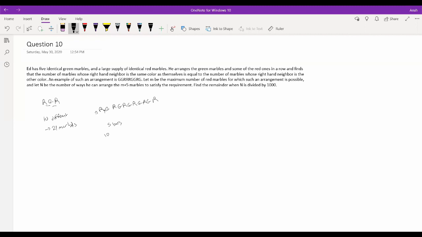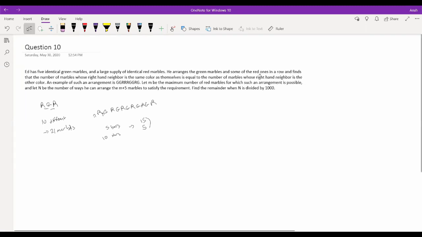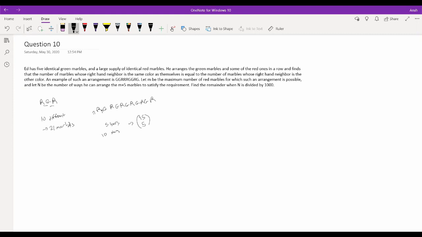So the total number of ways to arrange the remaining 10 red marbles into this arrangement would be 15 choose 5. And 15 choose 5 is 3,003. Since this is the number of arrangements, this is big N, which means that the remainder when divided by 1,000 would just be 3. And that would be our answer.